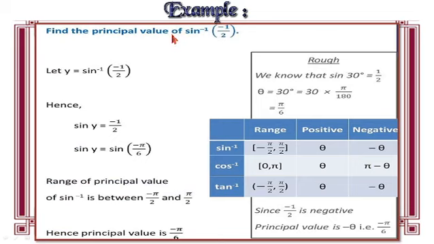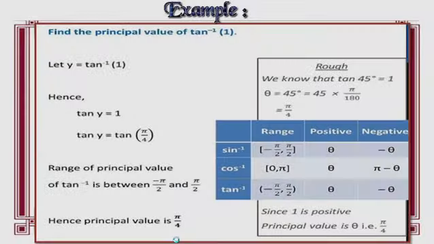Next is find the principal value of sine inverse minus 1 by 2. Now the angle is negative and it is sine inverse. First of all, assume it equal to y. So sine y equals minus half. Now calculate this half in terms of radian. So this is pi by 6. Now the angle is negative, so the answer will be minus of theta, it means minus pi by 6. Do we have minus pi by 6 in this range? Yes, it is there. So the answer is minus pi by 6.